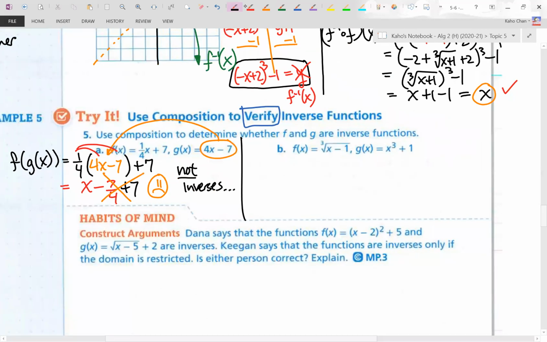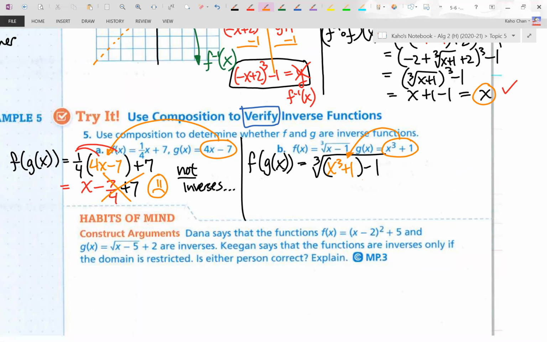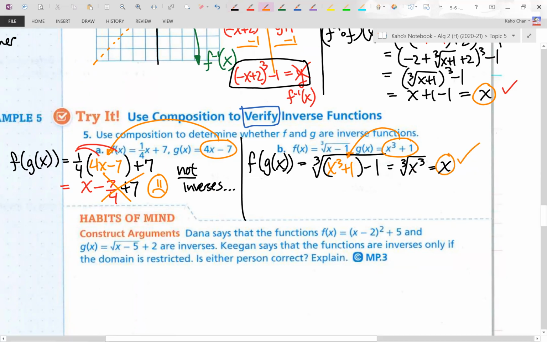How about the second one? Let's check f of g first for the second one. f is the cube root of x minus 1. I'm going to put in x cubed plus 1 into there. Hey, that looks kind of familiar, well, kind of familiar to the last problem. This equals, oh look, plus 1 minus 1 is 0. This is the cube root of x cubed. That equals x. So the first half verifies. Let's check the other half, g of f.